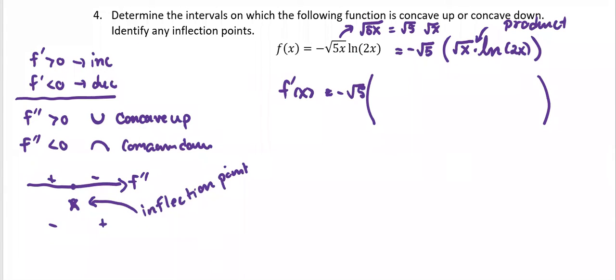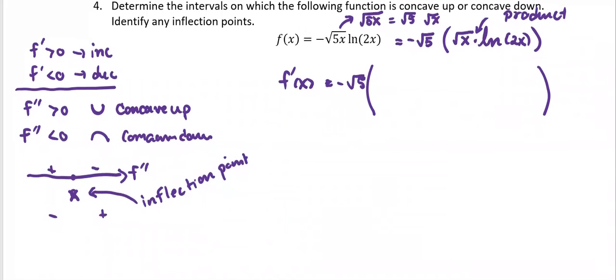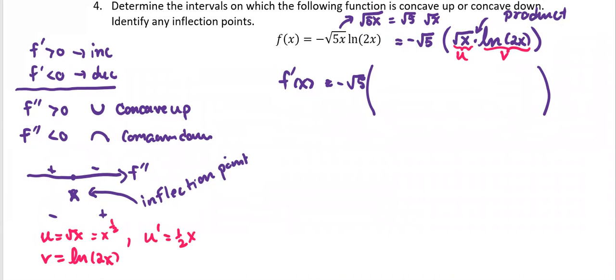To use the product rule again, to be safe, make sure we don't mess up with anything. I'm gonna put on the side where I identify the U and the V. So this is my U and this is my V. So the U equals square root x and the V is natural log quantity 2x. The U prime: square root x is x to the power 1 half, so U prime is 1 half x to the negative 1 half, or we write it as 1 over 2 square root x.